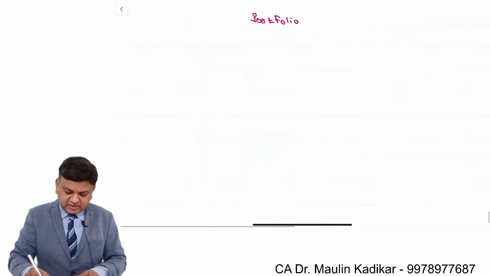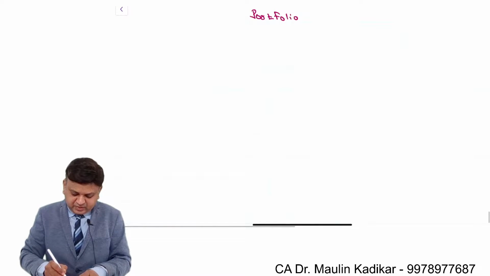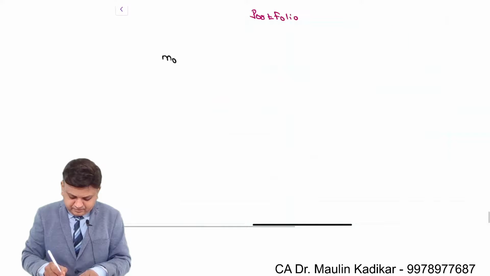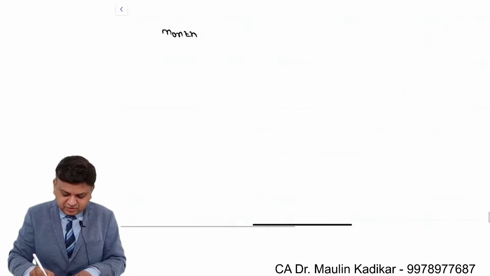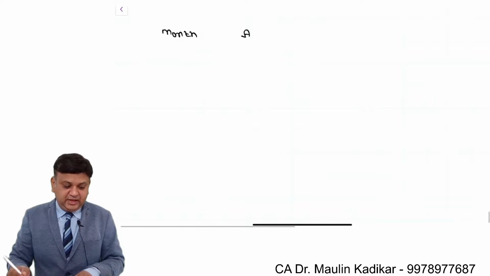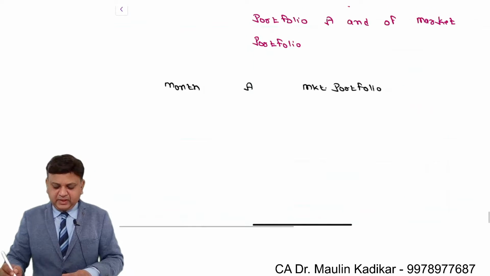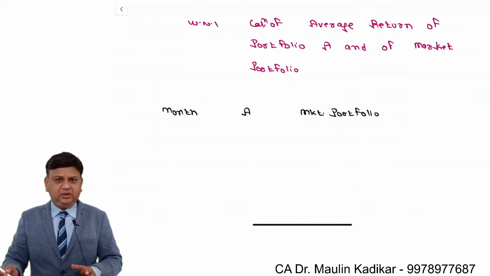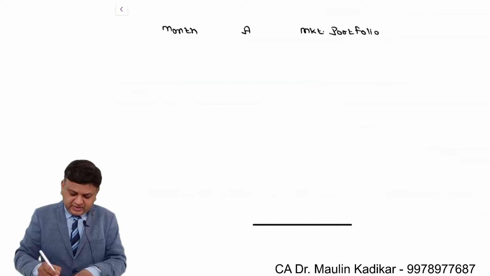So let us see how to make the calculation. Column number 1 is month, column number 2 is return of portfolio A, and column number 3 is return on the market portfolio. Dear students, we just have to make the total and then the average of the same. Write the answer along with me.